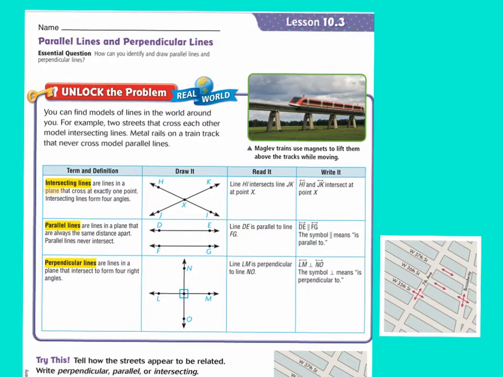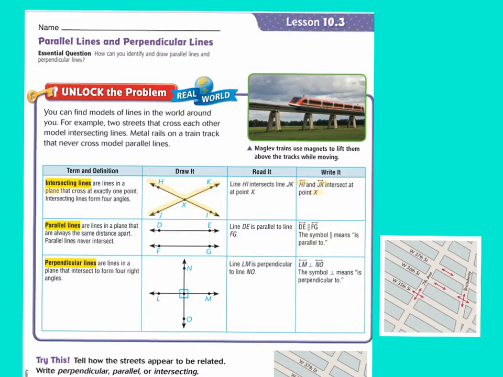Intersecting lines are lines in a plane that cross at exactly one point, and intersecting lines form four angles. And so you see we have line HI and line KJ, and when they cross, they meet right there at point X in the middle. And they form four angles, so therefore they are intersecting. How you would read this, you would say line HI intersects line JK at point X. And then how we would write it, we say line HI and line JK intersect at point X.